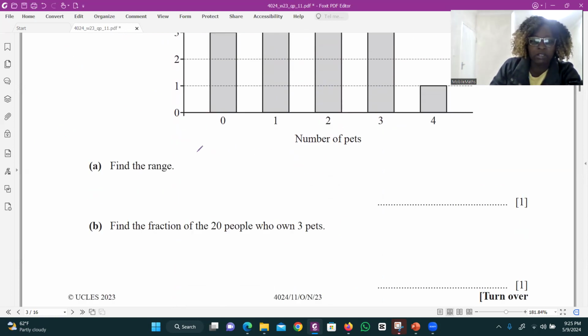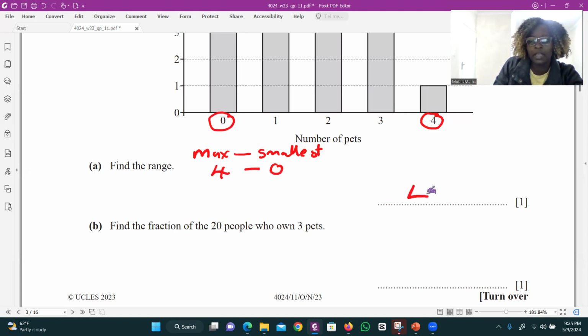Basically, when we are looking at a range, we say maximum number minus the smallest number. Our maximum number of pets here is 4. The minimum number is 0. So if we say 4 minus 0, we get 4.